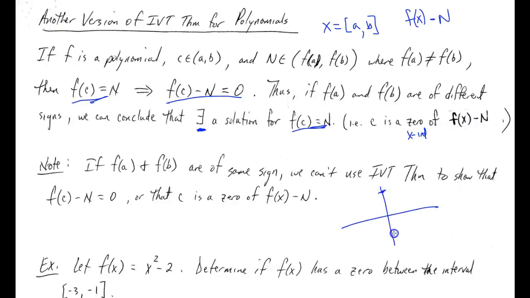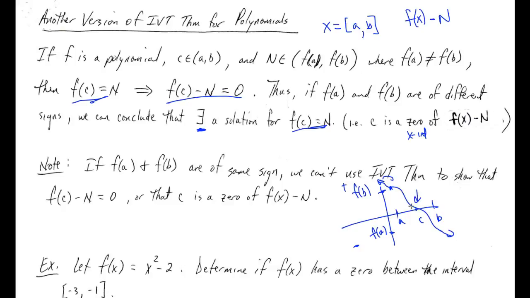So let's say this is f of b, this is f of a, this is a, that's b, and this is some c here. If my function looks like this, and f of b was positive and f of a was negative, then somewhere in between x equals a and x equals b, my function had to cross the x-axis.